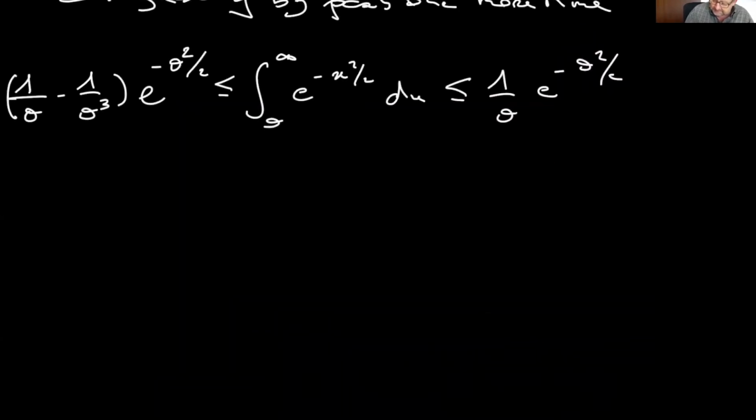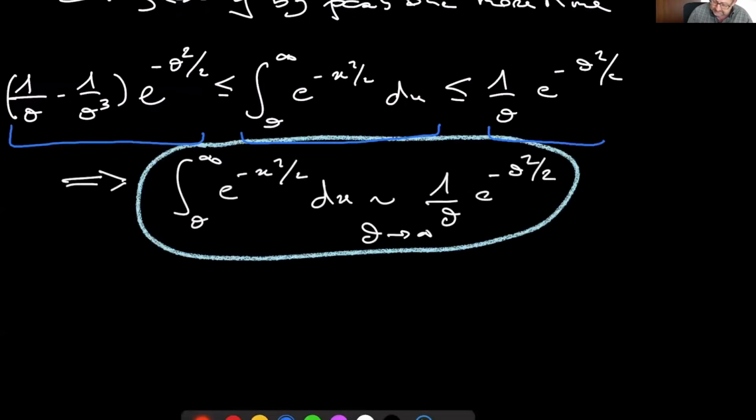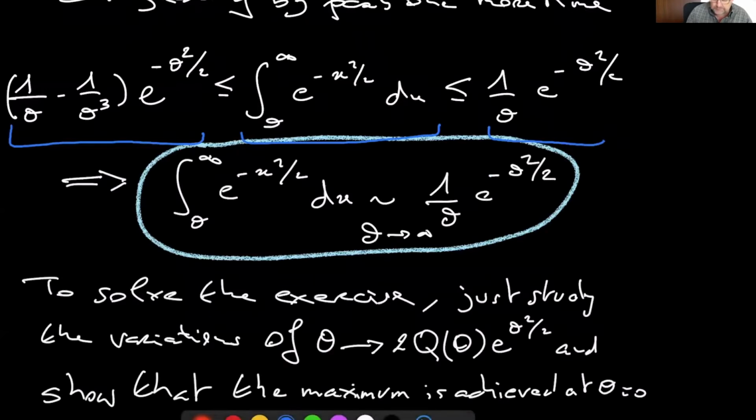If you iterate this procedure, if you integrate by parts one more time, then what you get is that you have this integral which lies between this quantity here and this one. And of course, since when theta tends to infinity these two quantities are equivalent, you get as a result the fact that this integral is equivalent to 1 over theta exponential of minus theta square over 2. And this gives you the announced result.